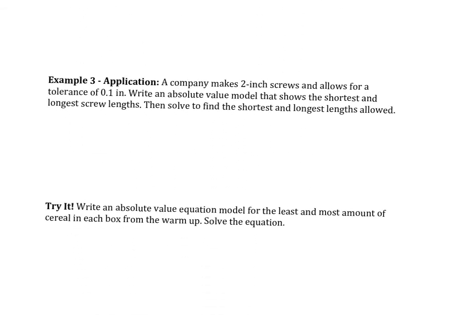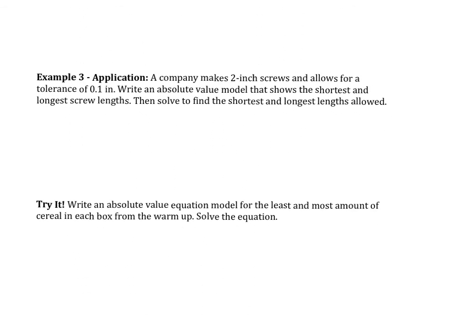The last thing we're going to do is walk through an example of an application, very similar to what we started off with. A company makes 2-inch screws and allows for a tolerance of 0.1 inch. Write an absolute value model that shows the shortest and the longest screw lengths. Then solve to find the shortest and the longest lengths allowed.